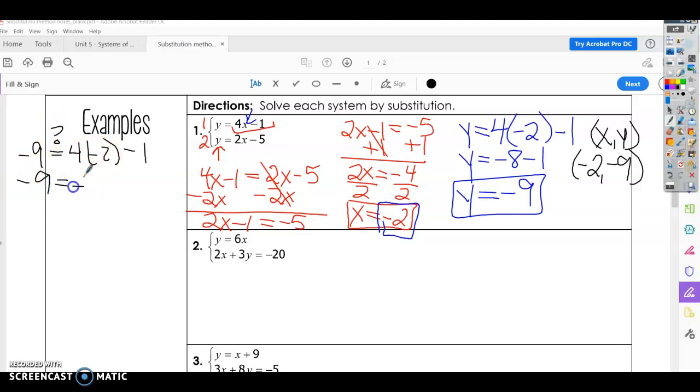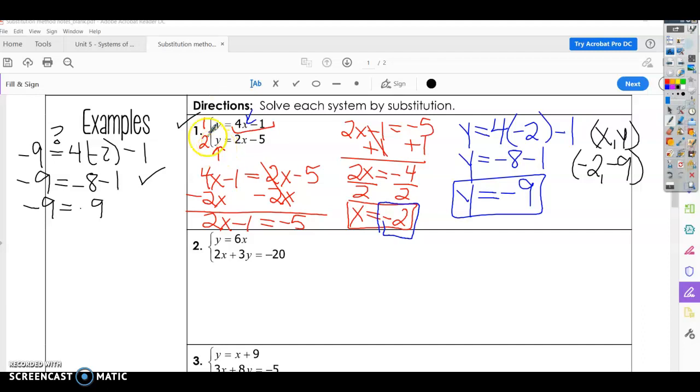So we've got negative 8 minus 1, which is negative 9. Well, I wrote a 9 instead of a 1. My hand was going faster than my brain. There we go. So 4 times negative 2 is negative 8. Bring down the negative 1. Negative 8 minus 1 is negative 9. So negative 9 equals negative 9, so the first equation checks. And let's check the second equation just to make sure as well.